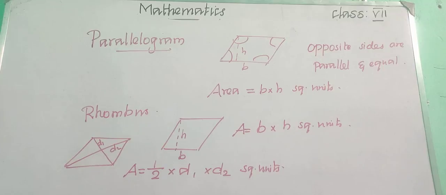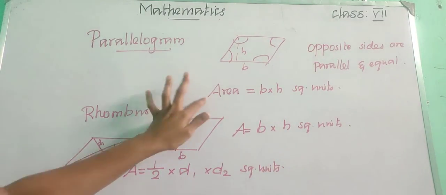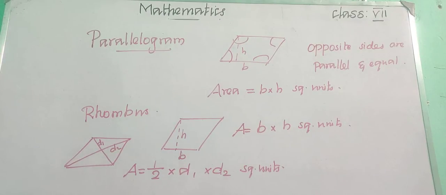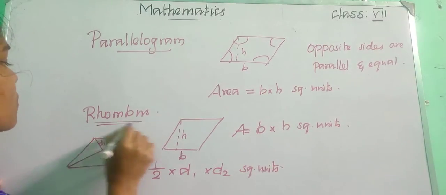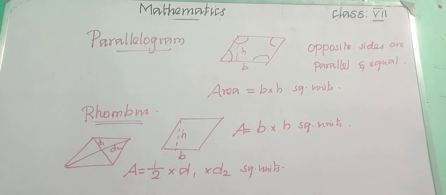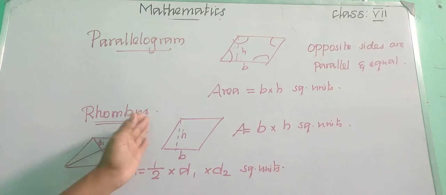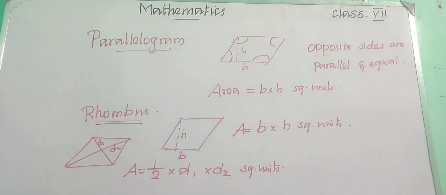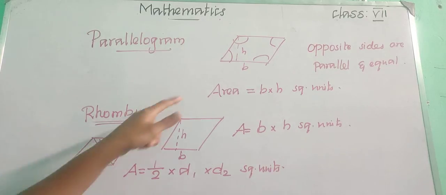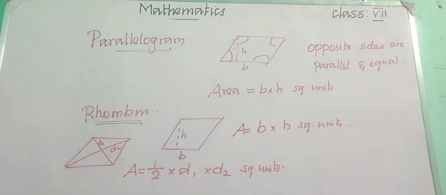So these are all the area formulas we have learnt in the previous classes, right? What are all the quadrilaterals we have learnt in the previous classes? First of all, we have learnt about parallelogram. Parallelogram means opposite sides are equal and parallel, and we have learned the area formula, right? What is the area formula of parallelogram? Base into height square units. And also we have learnt about rhombus. What are the properties of rhombus? All the four sides of a rhombus are equal and opposite sides are parallel.